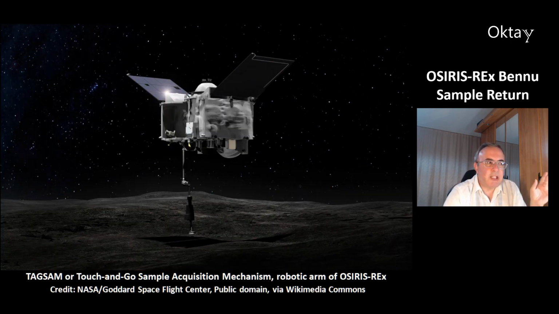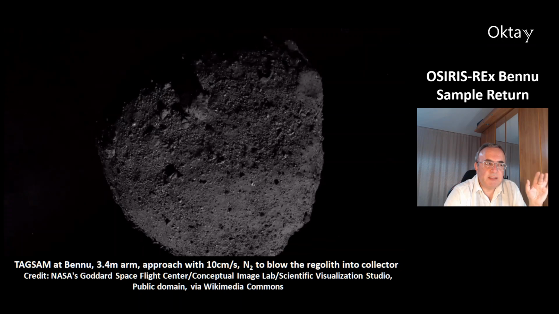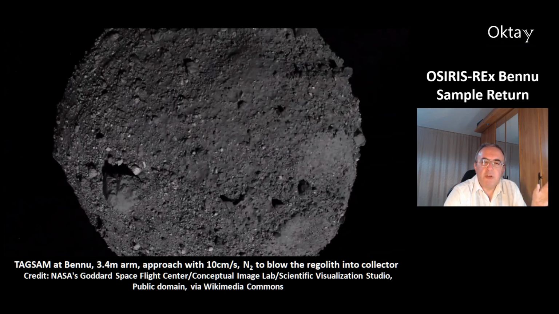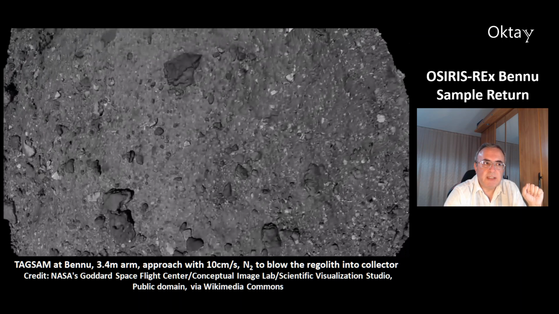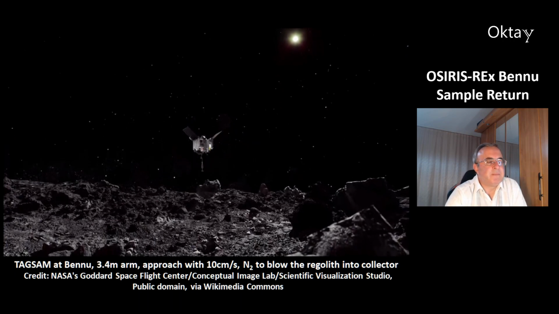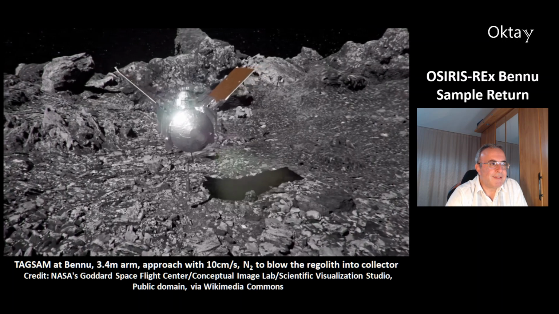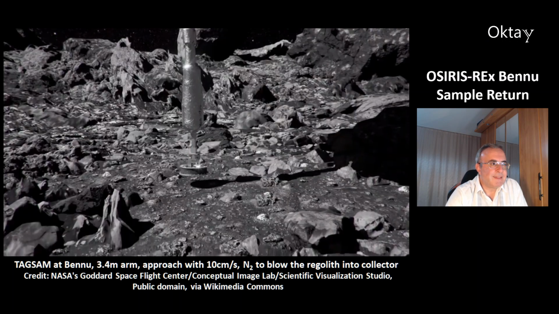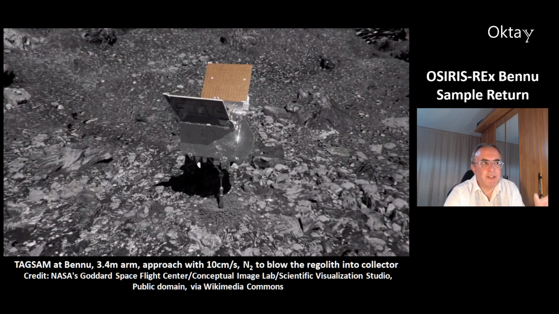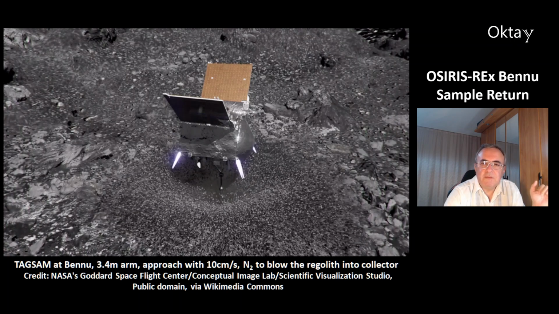This is TAGSAM, the touch-and-go sample acquisition mechanism. That's the robotic arm of the OSIRIS-REx spacecraft. This is TAGSAM at Bennu with its 3.4 meter arm. It approached the asteroid at the speed of 10 centimeters per second. Nitrogen gas was used to blow up the regolith into the collector. This is how it works. So, the little rocks were blown up and some of them fell into the collector.